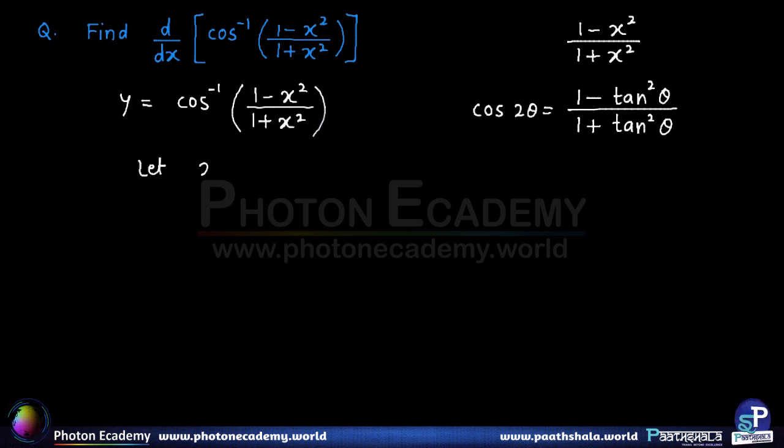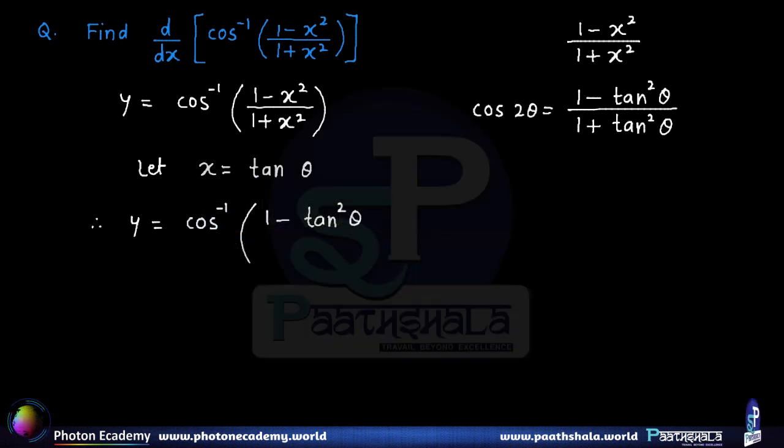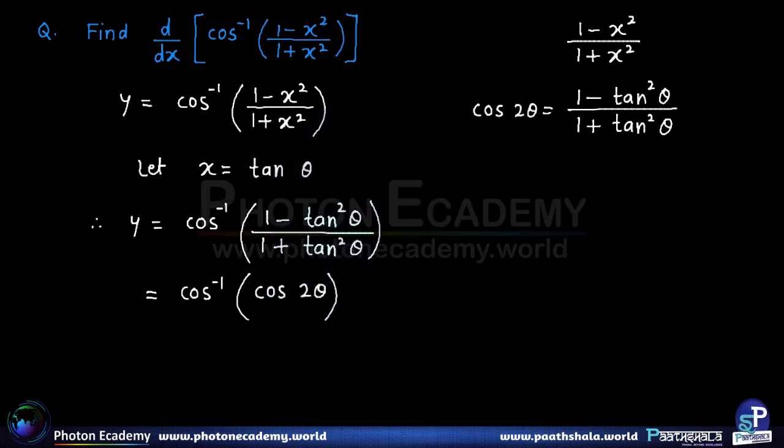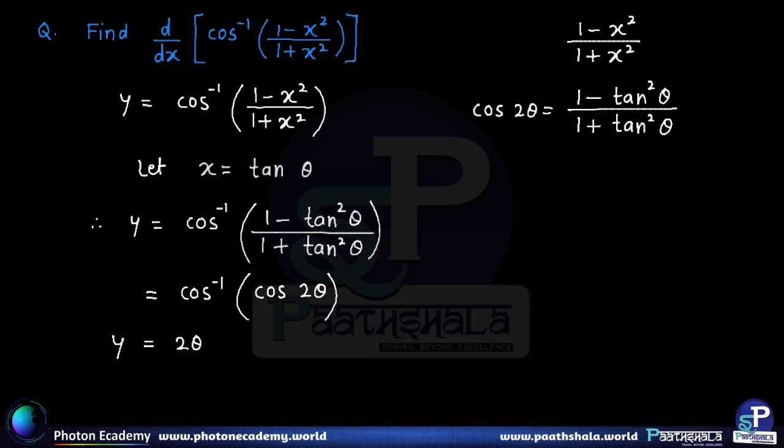Then we say let x be substituted as tan theta. So therefore our y will become cos inverse of 1 minus tan square theta upon 1 plus tan square theta. That gives us cos inverse of, now we know that this bracket is nothing but cos of 2 theta. Now assuming that this 2 theta lies in the principal value branch, we can nullify cos inverse with cos, isn't it? Because they are inverse operations. So therefore we can put y as nothing but simply 2 theta.